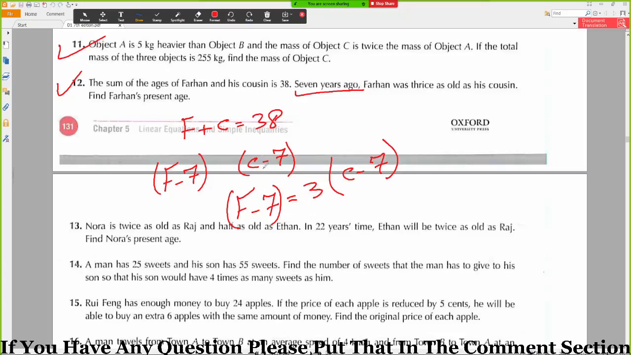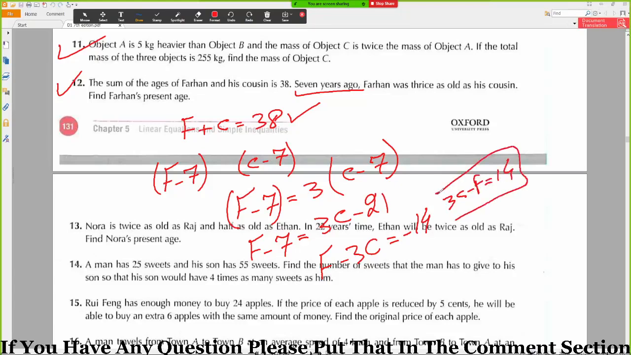Got it? So एक इक्वेशन आपका ये बन गया. Second equation will be this: f minus 7 3c minus, so this will be f minus 3c. 7 इस साइड पे आ जाएगा, so this will become minus 40. Okay, so this will be like 3c minus f will be equal to 14 आ जाएगा.